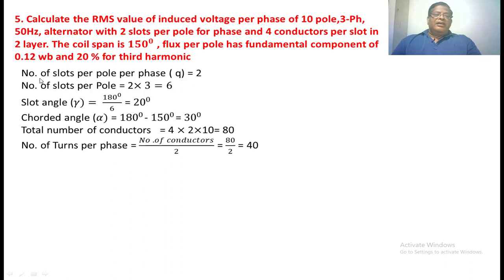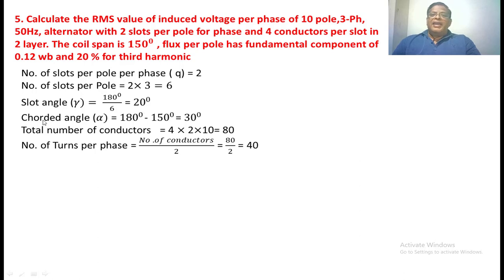First we are finding the number of slots per pole per phase, small q. This value is directly given in the numerical, that is 2. Next we are finding the number of slots per pole. So this we have to multiply with 3. So we are getting 6. Now slot angle equals 180 degrees divided by number of slots per pole, we are getting 20 degrees.